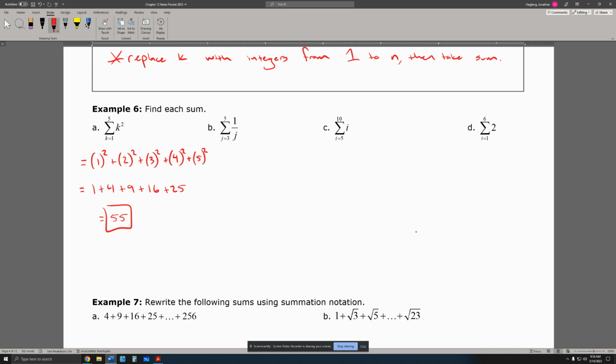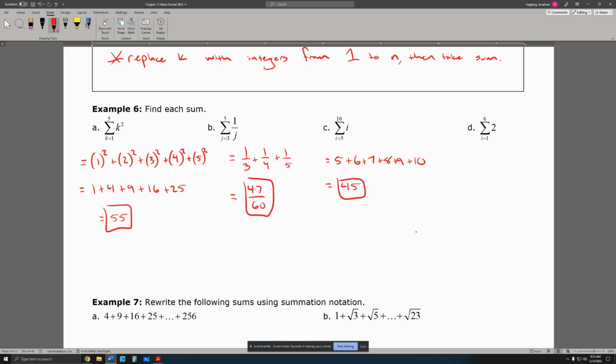Now we've got our reciprocal, 1 over j. So this is equal to, we're just going from 3 to 5. So we're starting with 1/3 plus 1/4, and then our last term is 1/5. 1/3 plus 1/4 plus 1/5 is 47/60. Okay. Letter C. Now we've changed our index to i, and so we're finding the first 5 terms from 5 to 10. So we have 5 plus 6 plus 7 plus 8 plus 9 plus 10. Okay, so this is equal to 45.